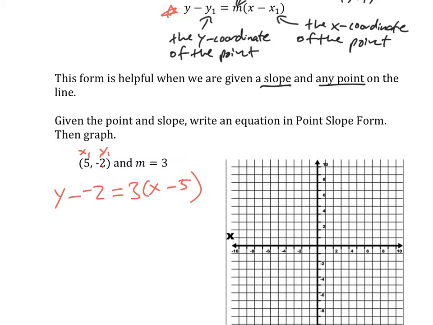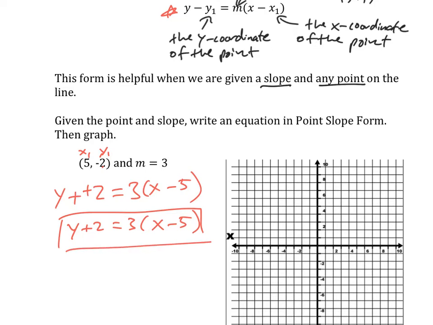We are almost all the way done with this one. We just have to make sure we simplify. Subtracting a negative is really just adding. So we'll have y plus 2 is equal to 3 times x minus 5. And that's going to be our equation in point-slope form.